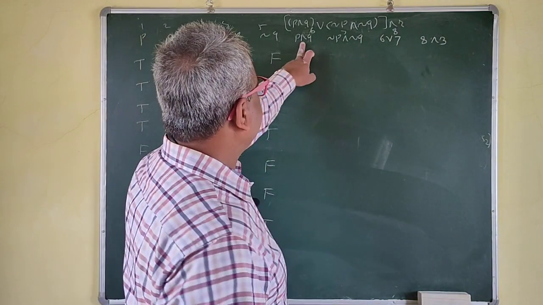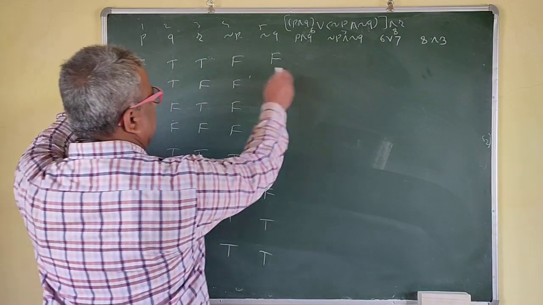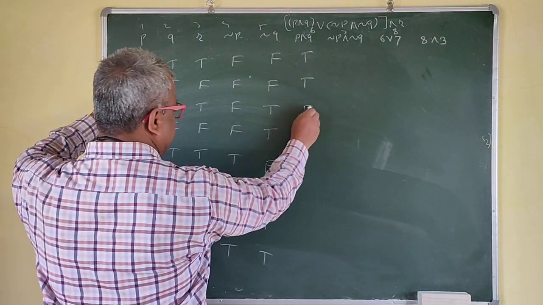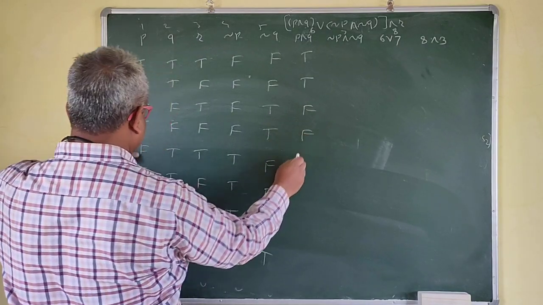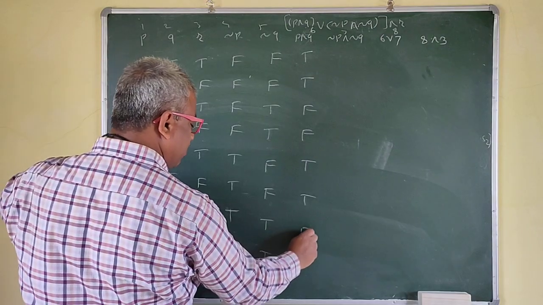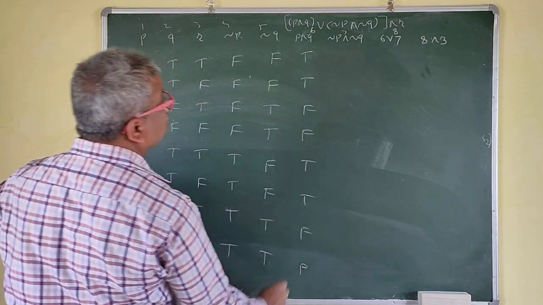Okay. So we do this. P and Q now. T and T is T. T and F is F. F and T is T. F and F is F.